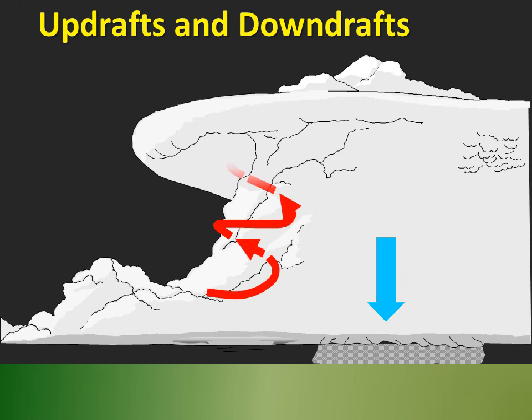A supercell has an updraft and a downdraft, but what makes a supercell special is its rotating updraft. This rotation in the storm makes the updraft more intense and helps make the storm more persistent and much more organized.